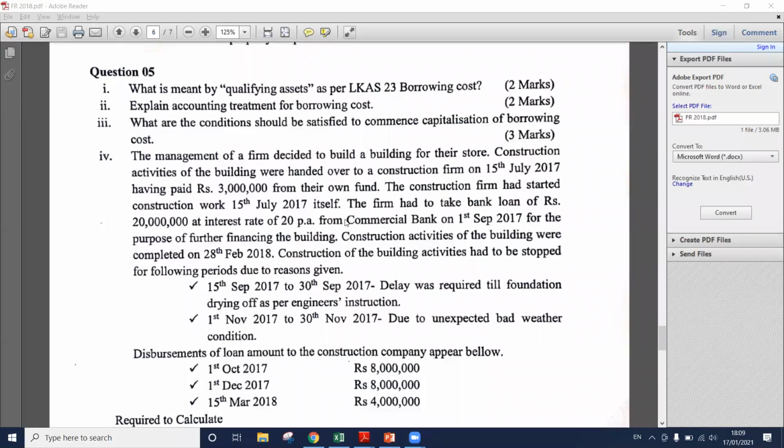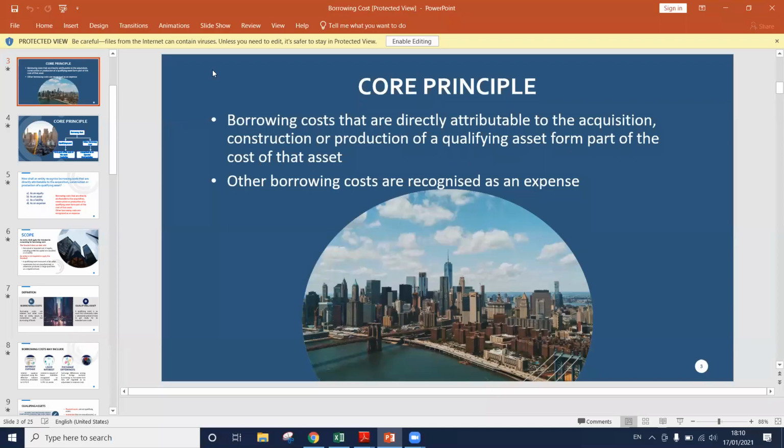Here, this is the accounting treatment. In slide number 3, borrowing costs that are directly attributable to the acquisition, construction, or production of a qualifying asset form part of the cost of the asset, or we can capitalize it, and all other borrowing costs are recognized as an expense in the P&L. So that should be the accounting treatment.